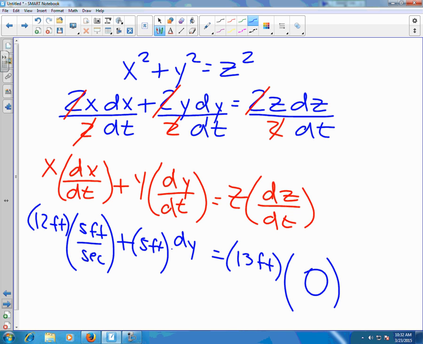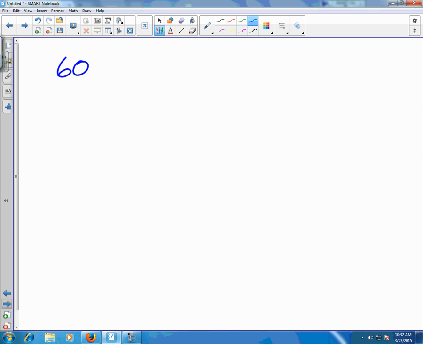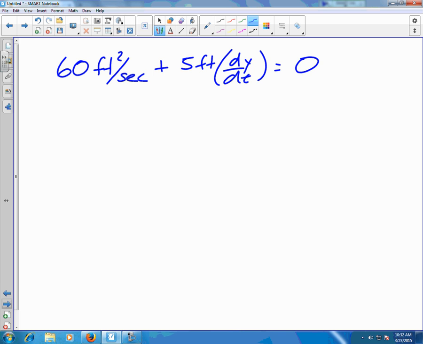And we're looking for dy over dt. So now we just have to solve all this stuff. The right-hand side goes to 0. 5 times 12 is 60. And so we move that to the other side. You should kind of be able to see what the answer is going to be at this point. You get 60 feet squared per second. And I'm just plus 5 with dy over dt is equal to 0. We move this across, we get 5 feet times dy over dt equal to negative 60.